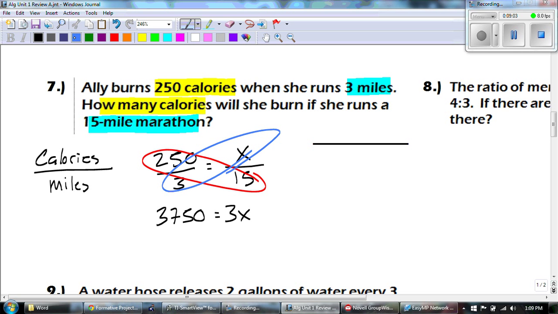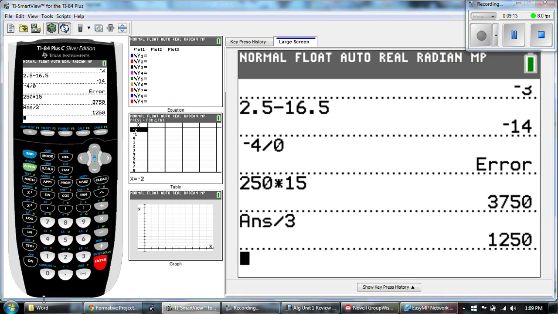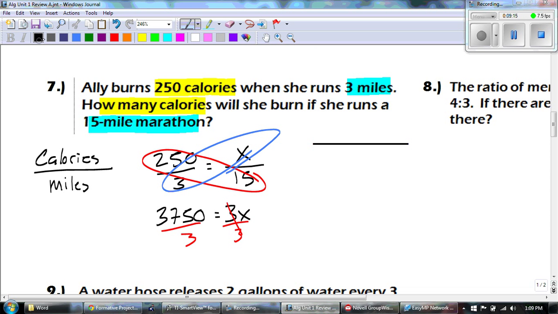3x. Now, to get the variable by itself, we divide both sides by 3. So 3,750 divided by 3, we get 1,250 equals x. So Ms. Carranza was talking in class that we don't want to have a naked number, so you have to tell me 1,250 what? Well, they wanted to know how many calories.